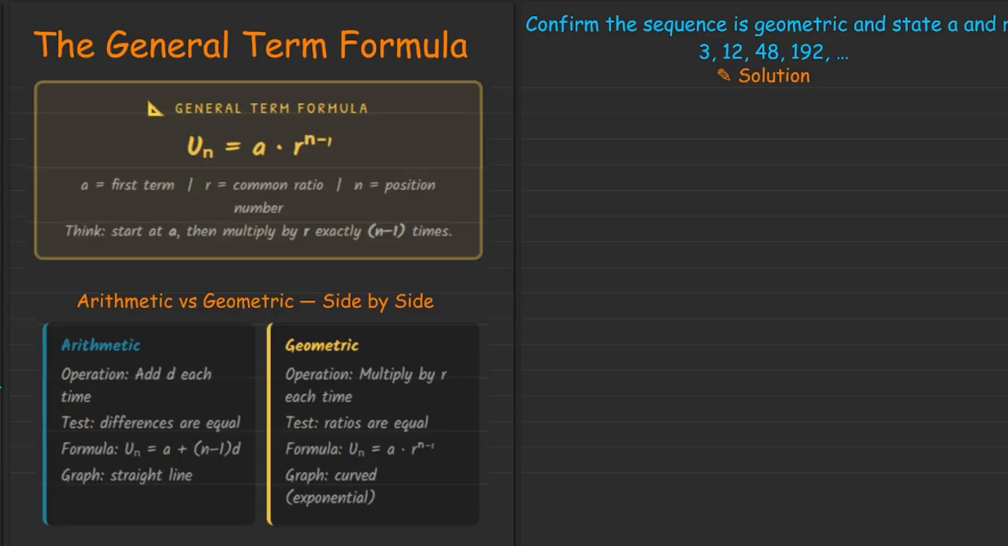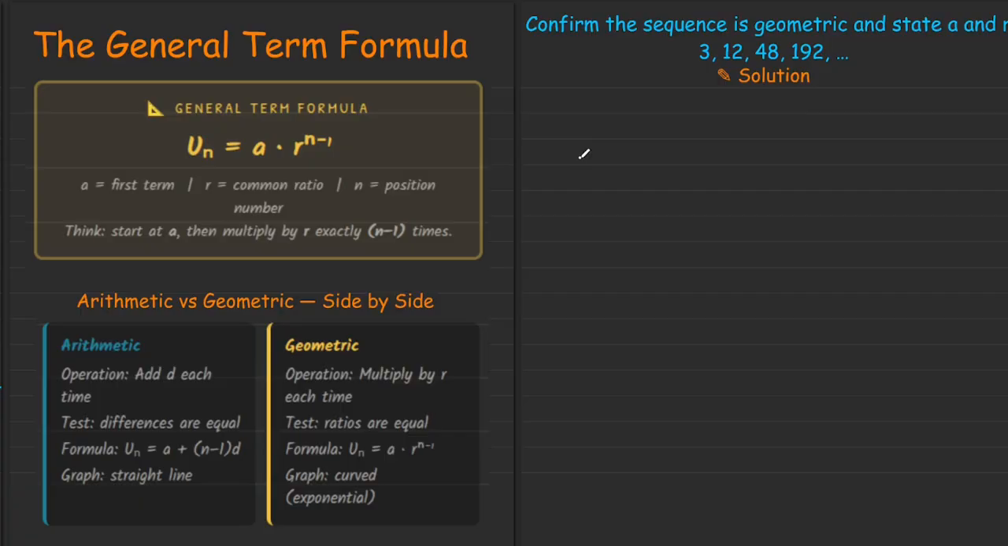As we usually do, our first question will be very, very basic. Then we start climbing the ladder. And I'll always advise you to pause the video and try as much as possible to come up with your own solutions before you check my suggested solution. Our first question says we have to confirm the sequence is geometric and state a and then r.